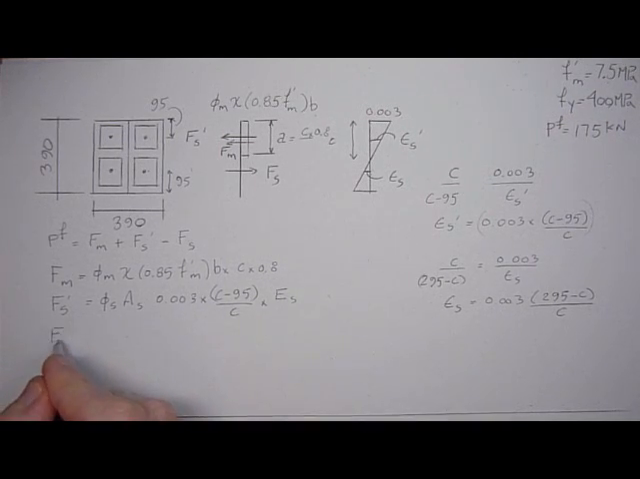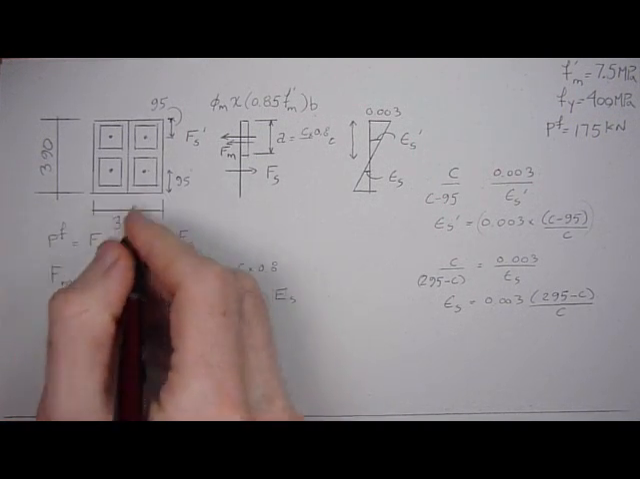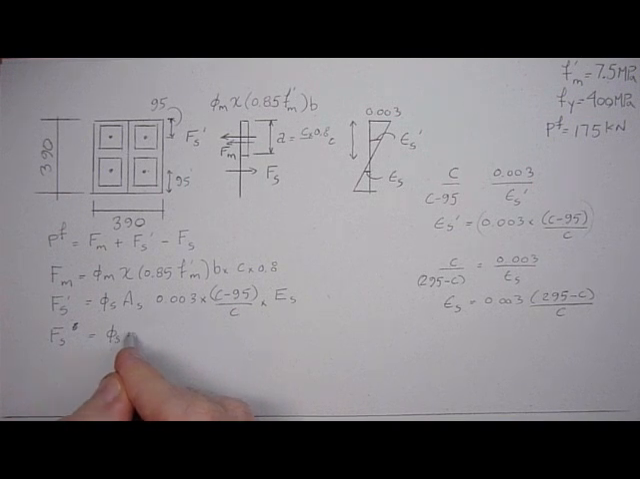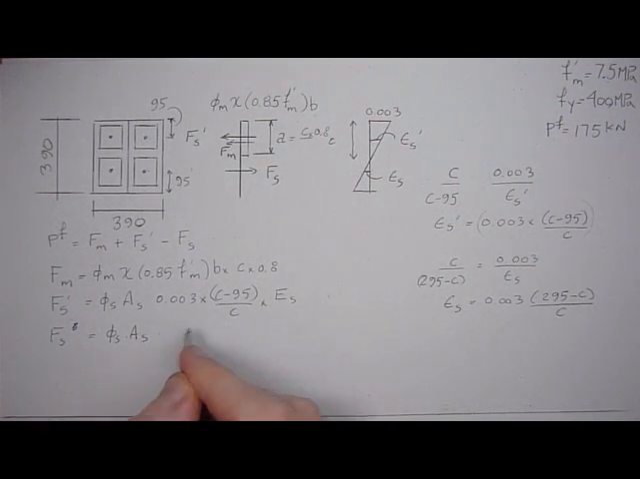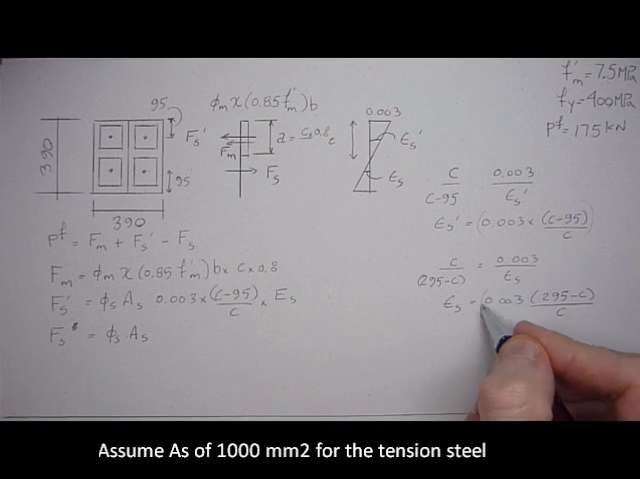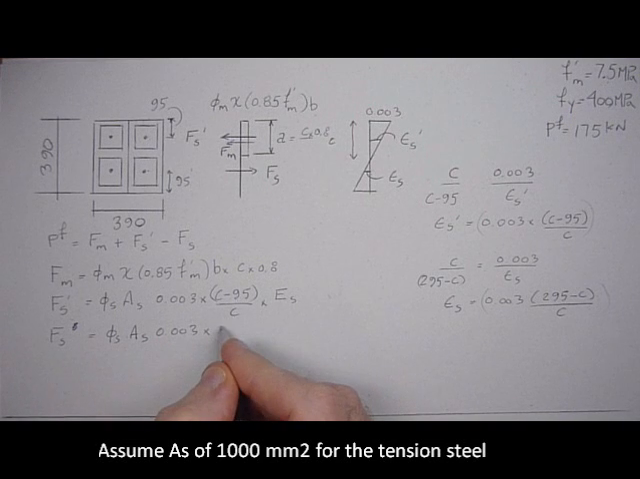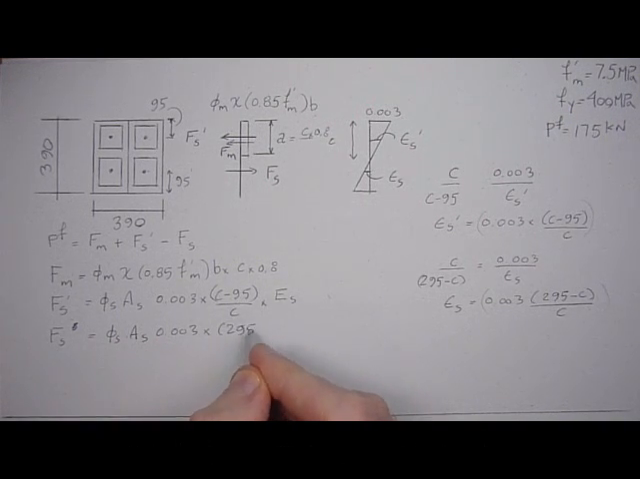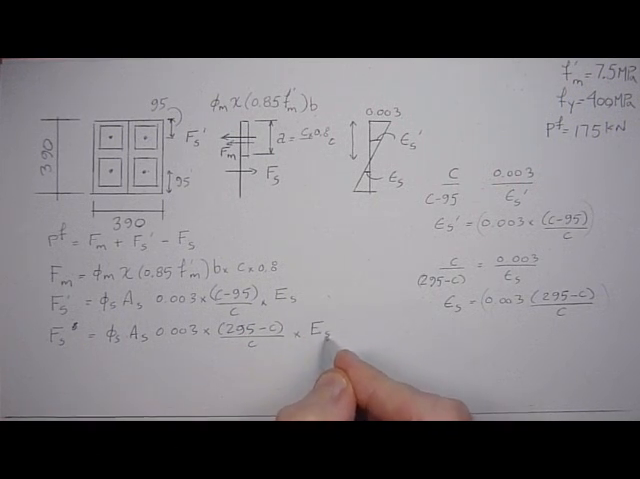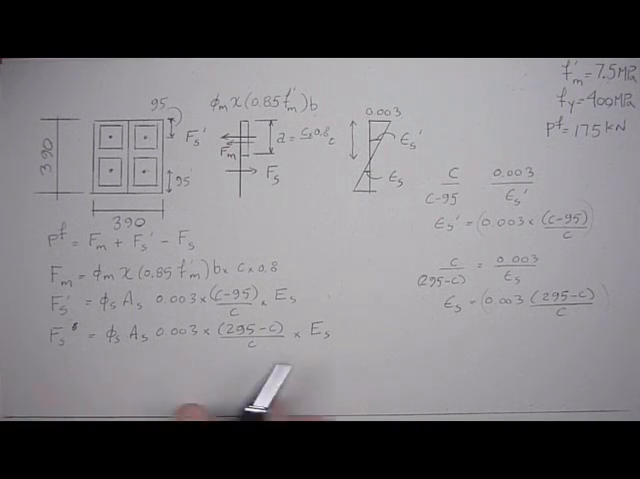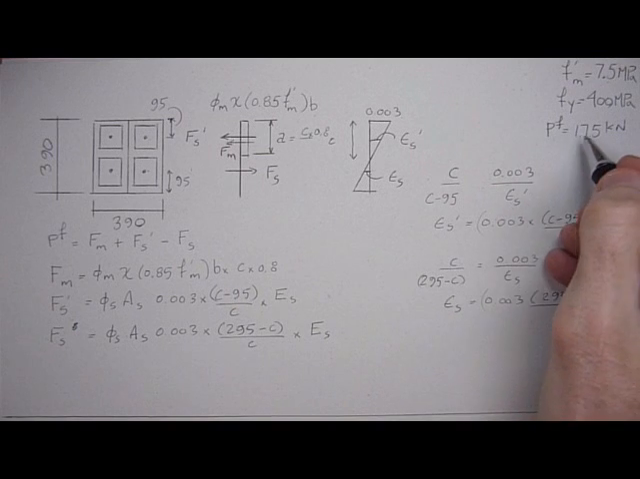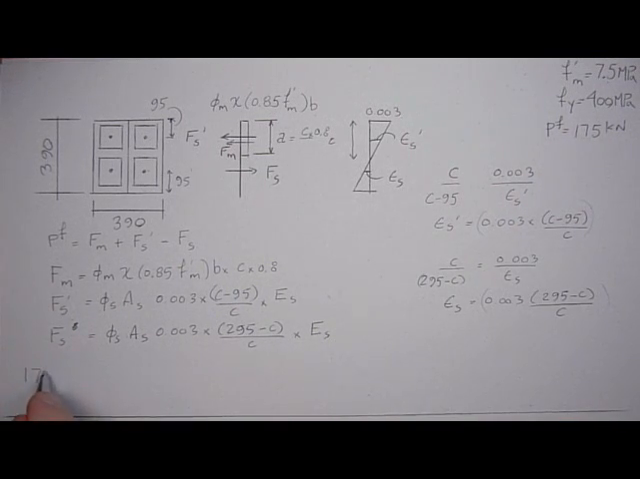And we do the same for the force in the steel in tension here. It's going to be phi of the steel, area of the steel, times this strain here, times E: 0.003 times 295 minus C over C times E of the steel. So let's just put it all together into one equation. So P factored, that's 175,000.